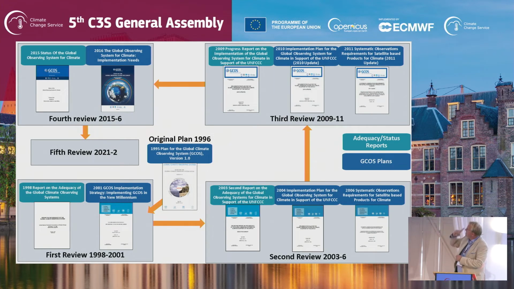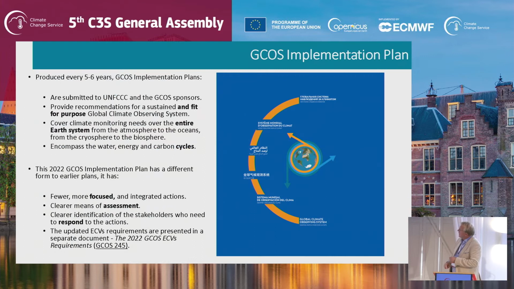So we started in '92 when it was together with the UNFCCC. The program was established. In '96 we had the first plan. In 1998 we started reviewing. You need to be able to assess the status of the observing program before you can identify what is needed next. And then there's a whole series of these plans. It goes a little bit anti-clockwise here. And the last one was just submitted to the UNFCCC only 2 days ago.